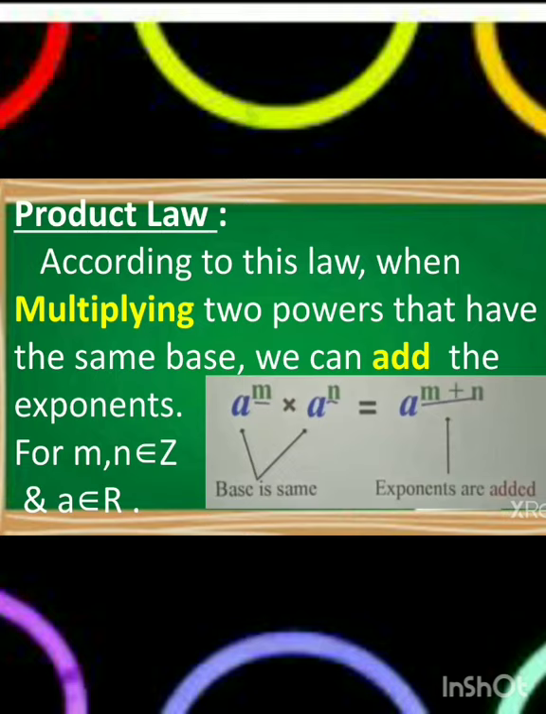I'll repeat. According to this law, when multiplying two powers that have the same base, we can add the exponents. For m, n belongs to Z and a belongs to R, a power m into a power n equal to a power m plus n. If the bases are same, exponents are added.